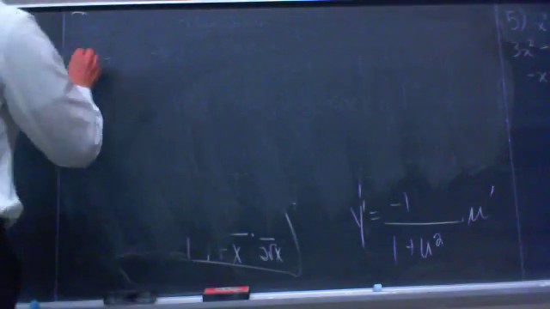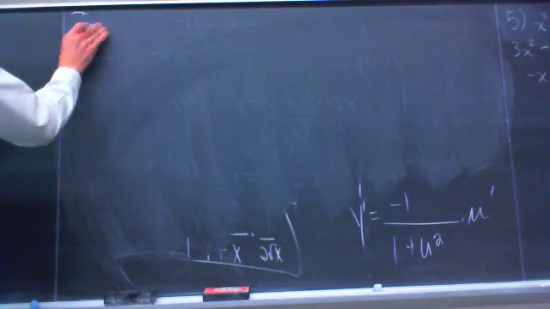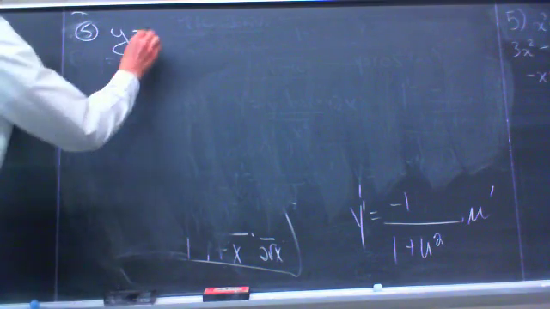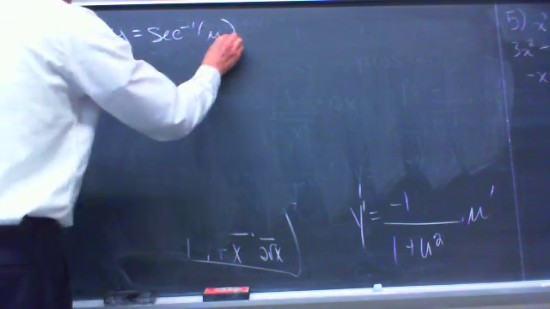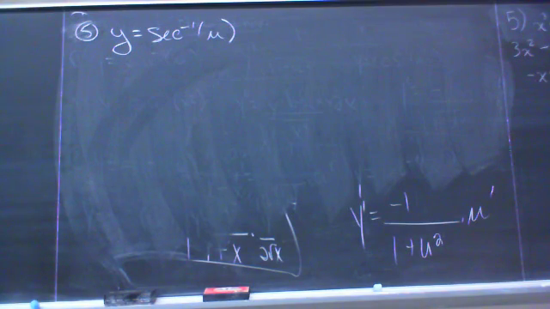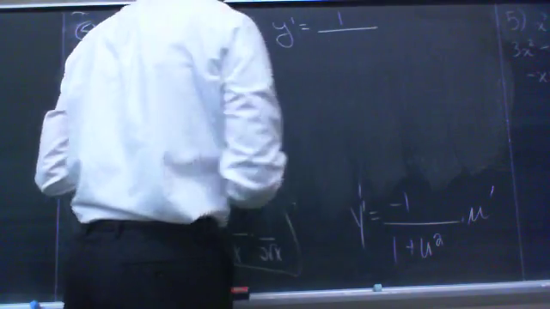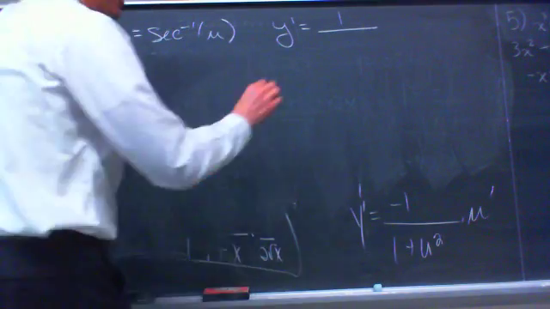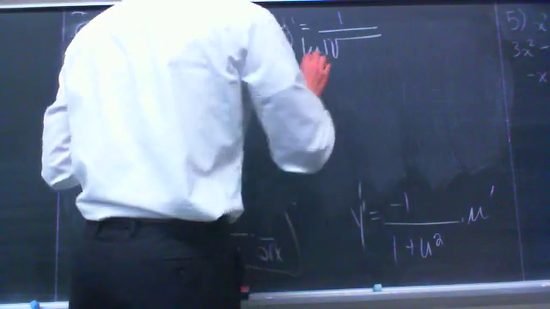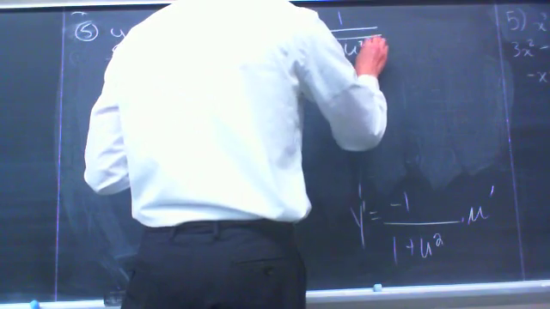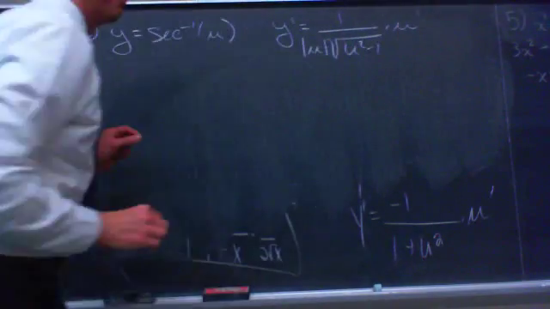We did 1, 2, 3, 4 here, so let's do these as 5 and 6. Y equals secant inverse of u. So what would be the derivative of secant inverse? They're nothing like your other functions, like with the secant tangent. They're nothing like that. So y prime would be equal to 1 over the absolute value of u times the square root of u squared minus 1 times u prime.